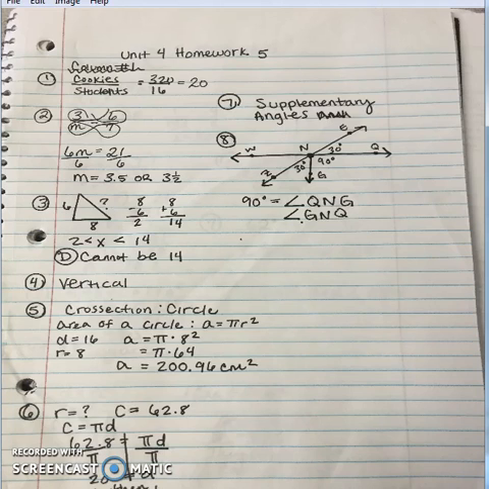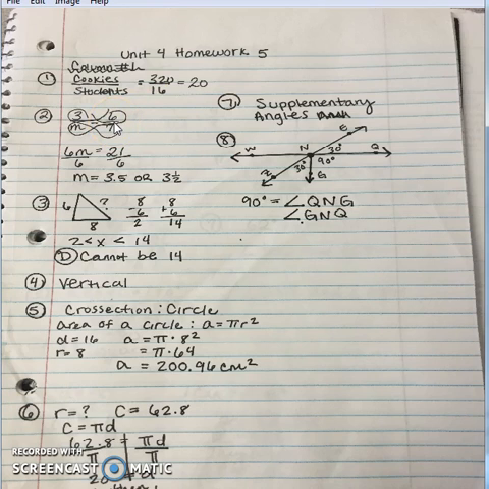Unit 4, Homework 5, column number 1. 16 students went on a week-long hiking trip. They brought with them 320 cookies. What is the ratio of cookies to students? Okay, so you can see right here I have cookies over students, and we put our numbers where they match. So we have 320 over 16. 320 divided by 16 equals 20.